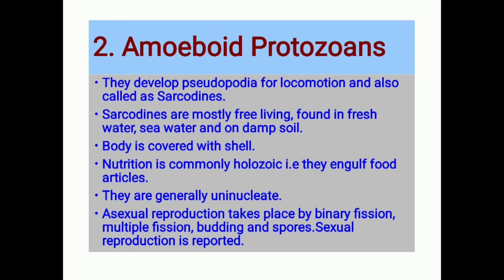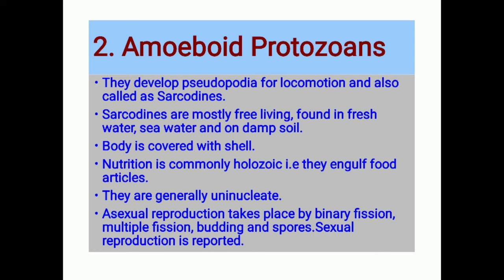The next group under the animal-like protists is the amoeboid protozoans. The amoeboid protozoans have the character that they develop pseudopodia for locomotion and therefore are called sarcodines. So they do not have flagella here, but they have pseudopodia or false feet for the purpose of locomotion and also to engulf the food material.